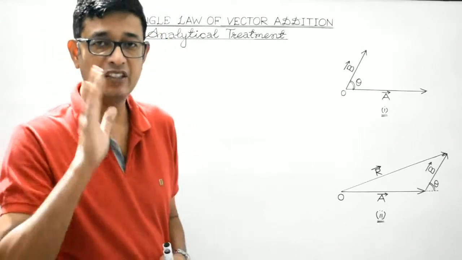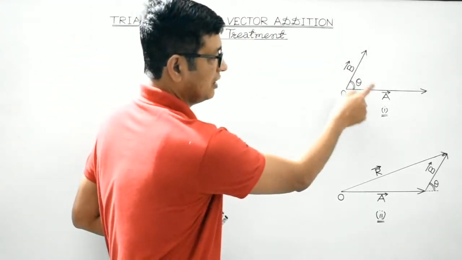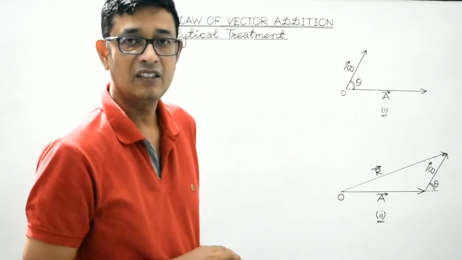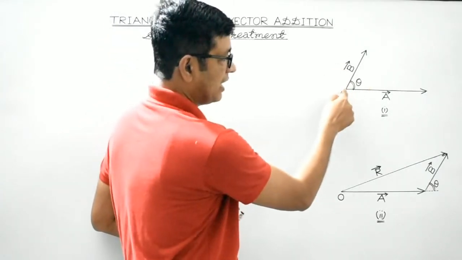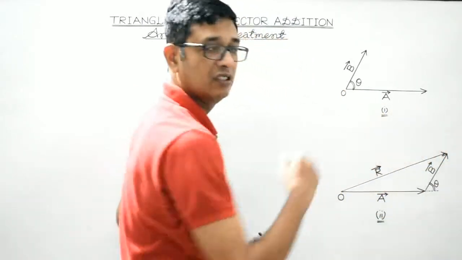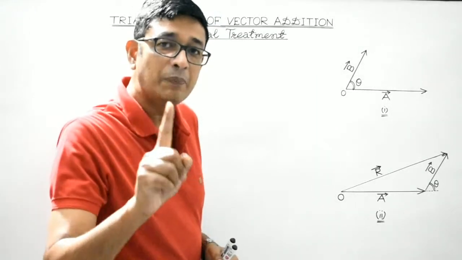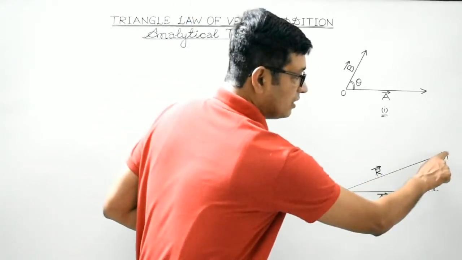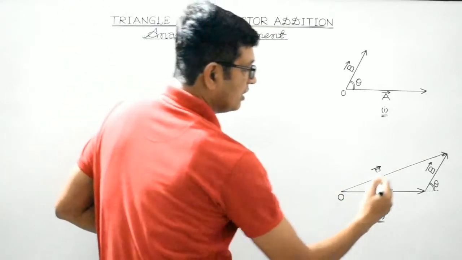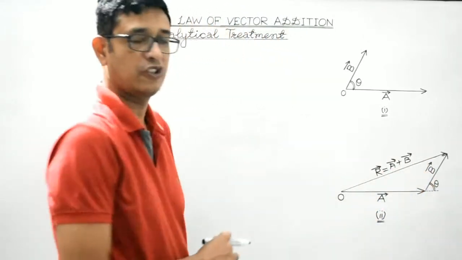Now students, let me repeat this statement. The triangle law of vector addition states that if two vectors, here A vector and B vector, act at a point or a particle simultaneously, and are represented by the two sides of a triangle taken in the same order, then their vector resultant, both in magnitude and direction, is represented by the closing side of the triangle, or the third side of the triangle, taken in the opposite order. So R vector is the resultant of A vector and B vector. This is the graphical representation.